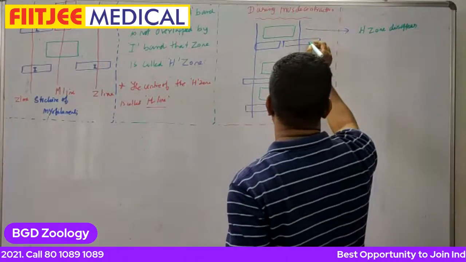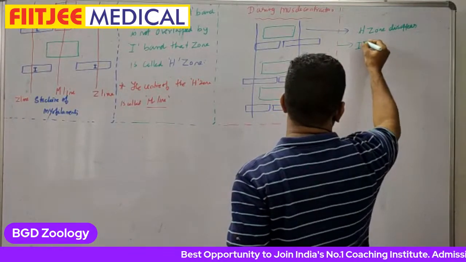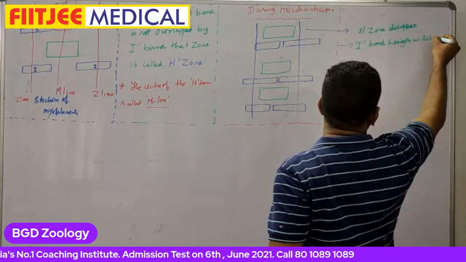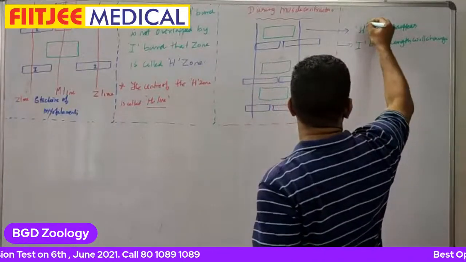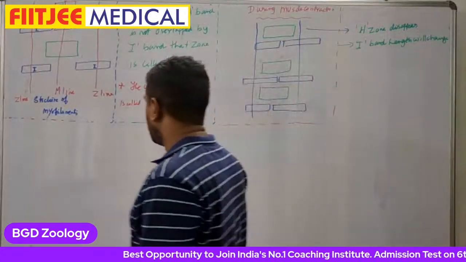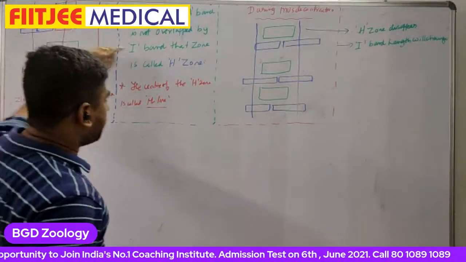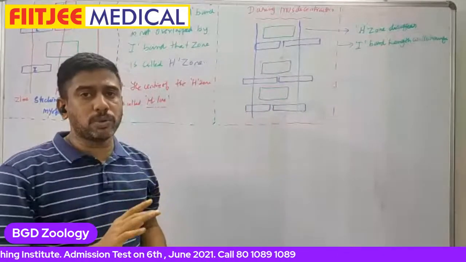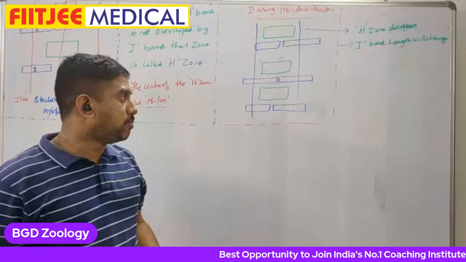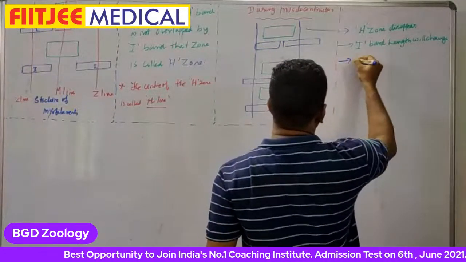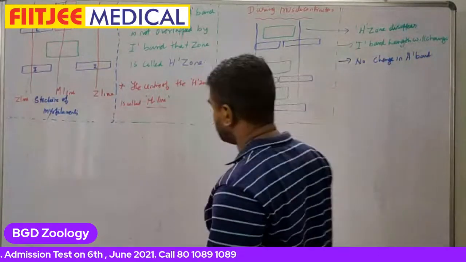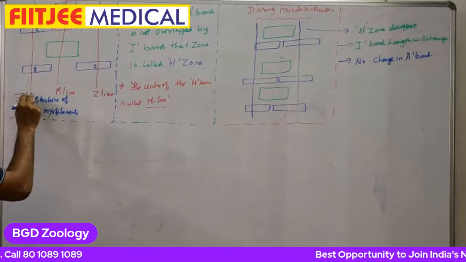And you can also observe that the I band length will change. That is also one point you can remember. So one is the axon disappears. Second point is the I band length will change. But one thing you can observe here is the A band. There is no change at all. So there is no change in the A band length during muscle contraction. That's also very important. No change in the A band. Clear?